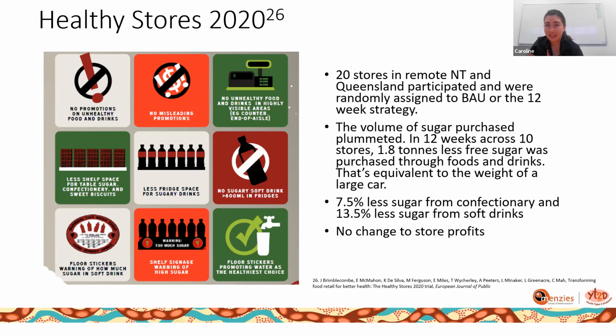So in stores that removed large size soft drinks from the fridges, there was a 21.5% reduction in free sugars from soft drink purchases. Importantly, there was no change to the store profits and managers were practically able to implement the changes. So the success of these results demonstrates a clear correlation with the store environment and its influence on the purchase of specific goods.